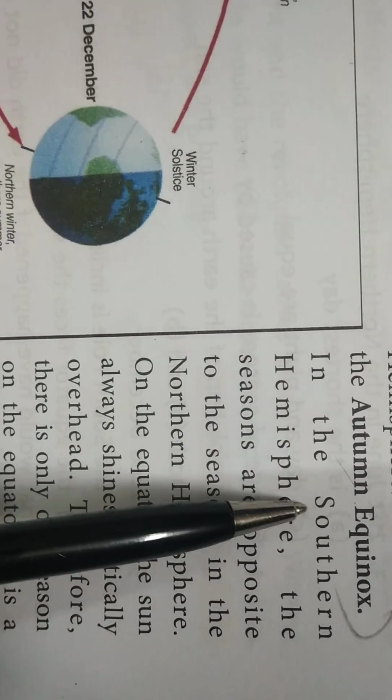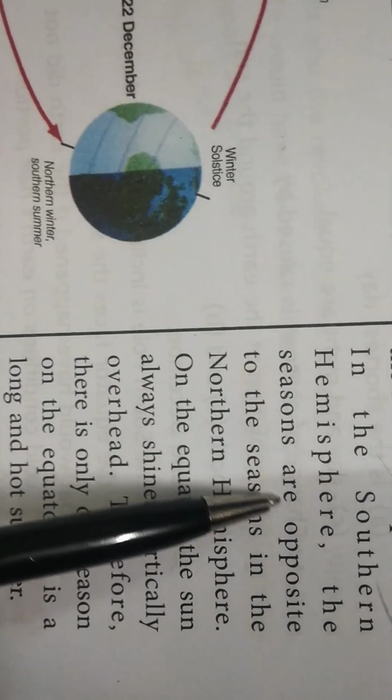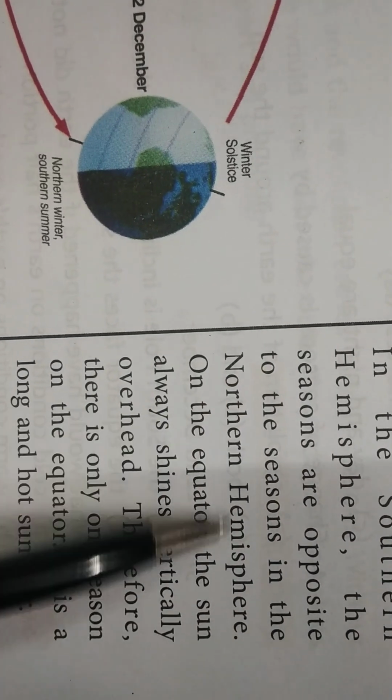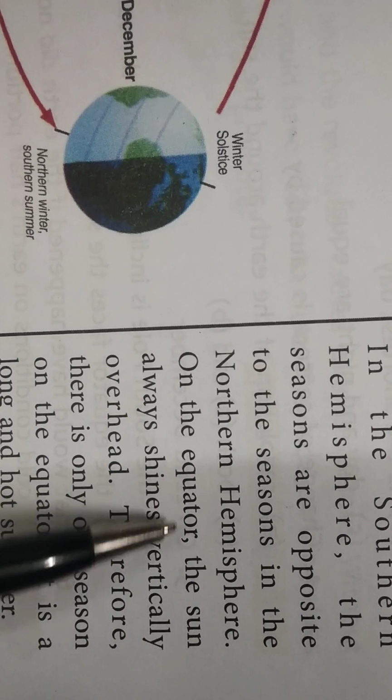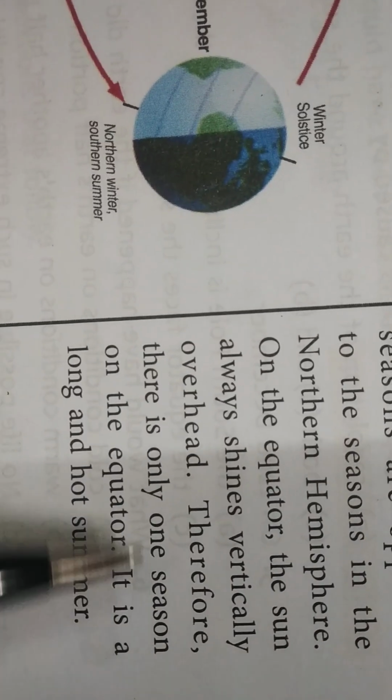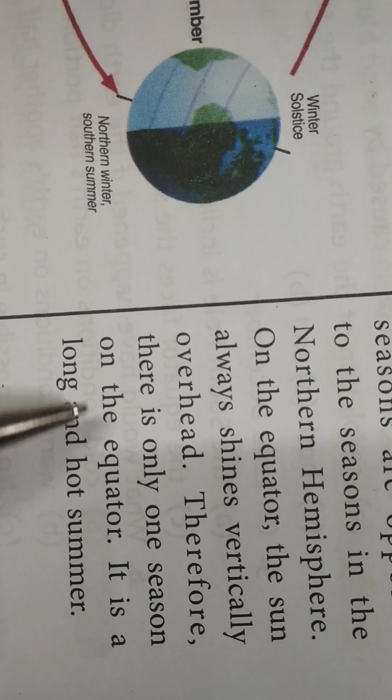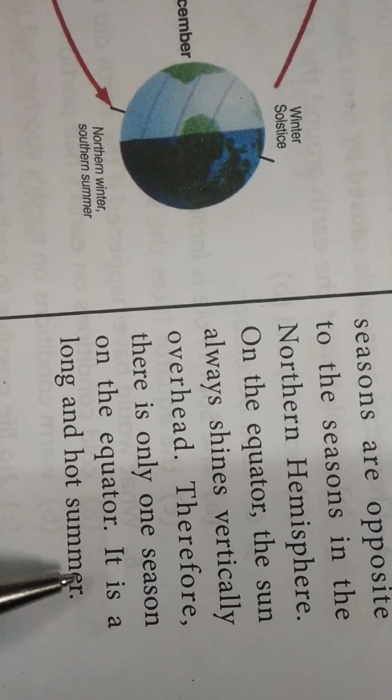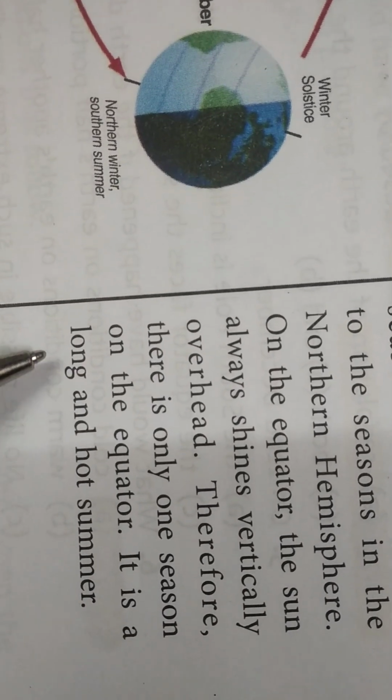So in the southern hemisphere, the seasons are opposite to the seasons in the northern hemisphere. On the equator, the Sun always shines vertically overhead. Therefore, there is only one season on the equator. It is a hot, long and hot summer.